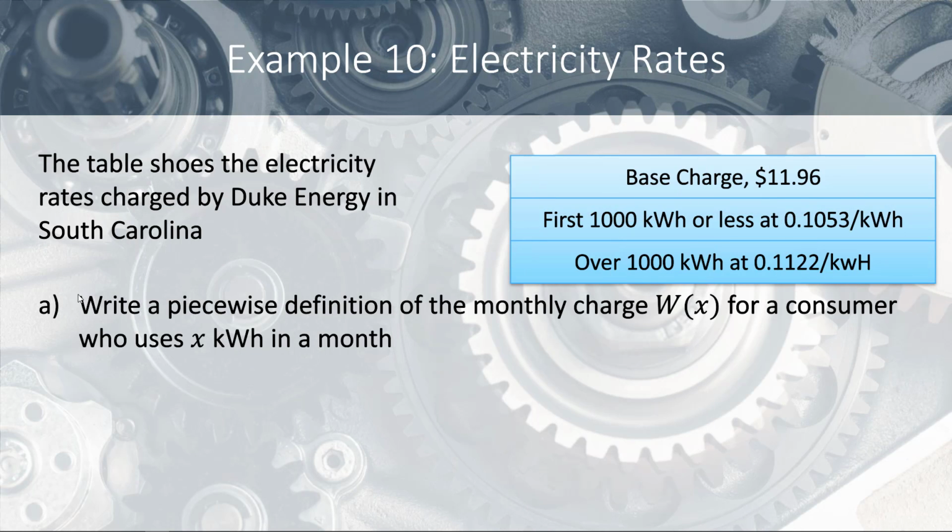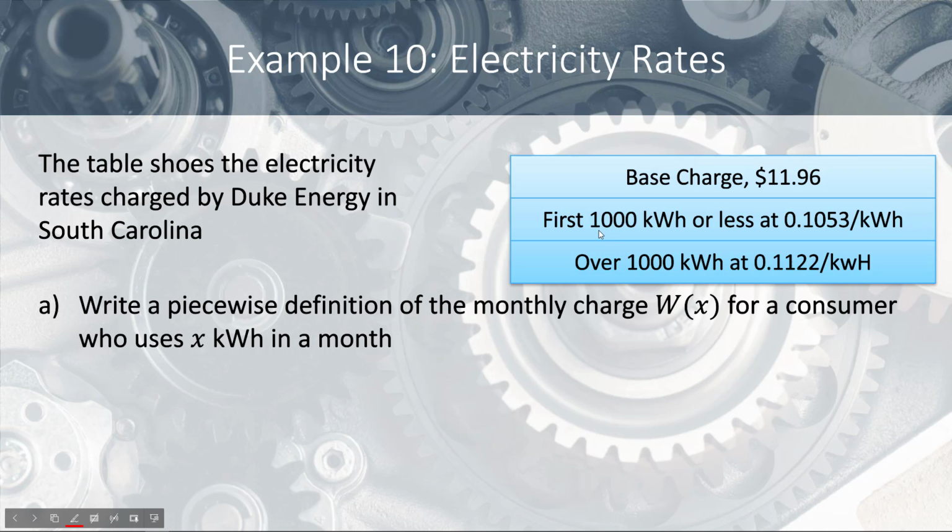For your next problem, in this example, we are going to be dealing with electricity rates. And of course, the problems that you have are going to be contrived so they actually work out in a straightforward fashion. These right here are the actual rates that Duke Energy charges for us. And notice that we have a base charge of $11.96.